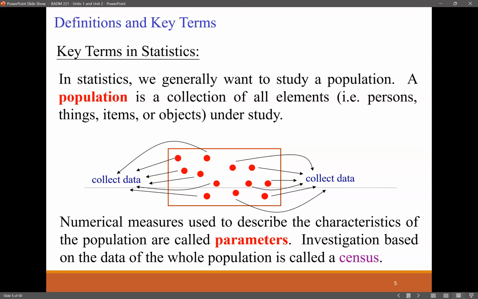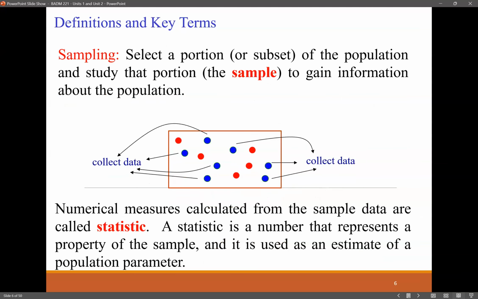A sample is always a subset of the population. From that population you take small parts, and that is called a sample. Now, the numerical measures we describe for a population, for example population mean and population standard deviation, are called parameters. And for samples, for example sample mean and sample standard deviation, those are called statistics.